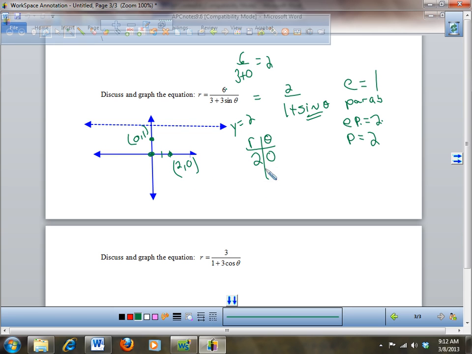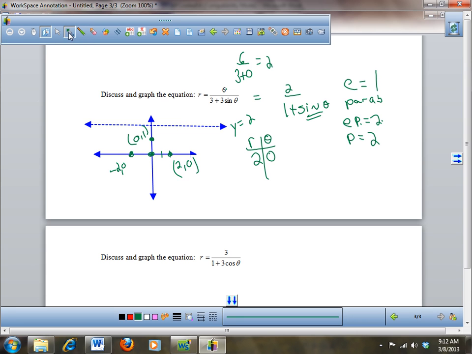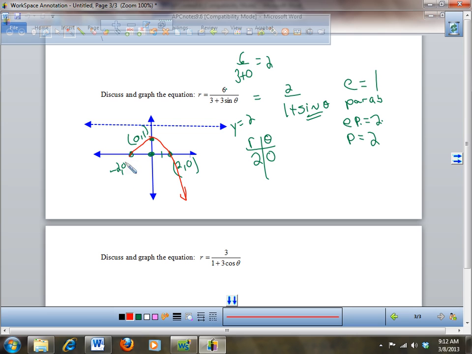And you can plug in the other point if you want to, but you don't really have to, because parabolas are going to be symmetric, right? And so what would this point over here be? Negative 2. (-2, 0). And so what I get is a parabola that goes from this point down through that point and down from this point. The parabola is easy, right? And you can put that in your calculator if you want to, and you would see a parabola.